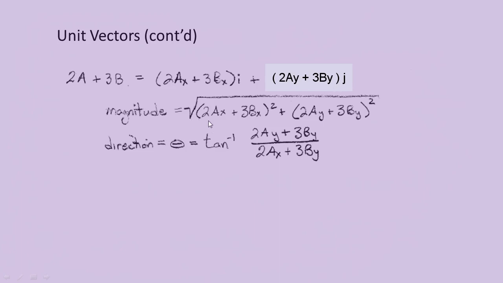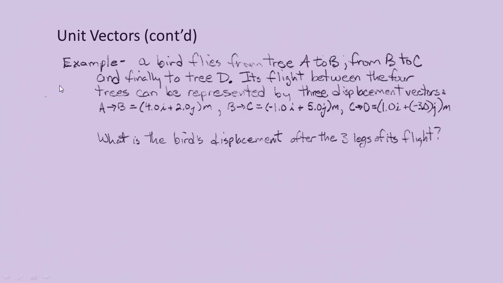And once again, we'll use the Pythagorean theorem to find the magnitude of this resulting vector, and we'll use the inverse tangent function to find the directional angle theta for the resulting vector from the operation 2a plus 3b. Now let's move on and look at a specific example.